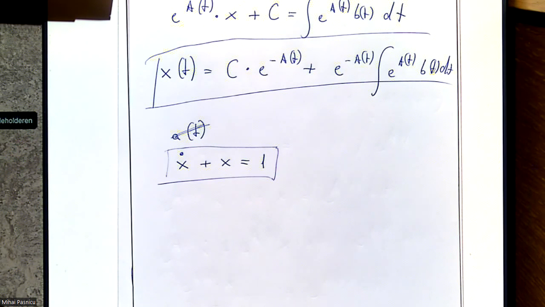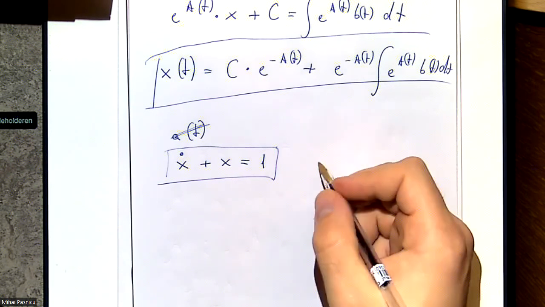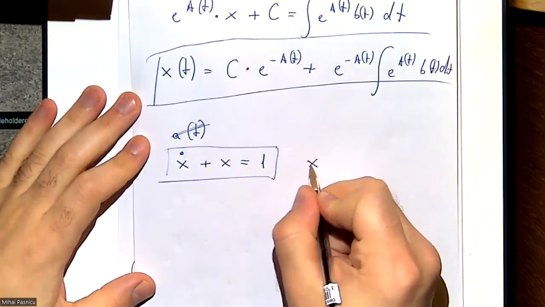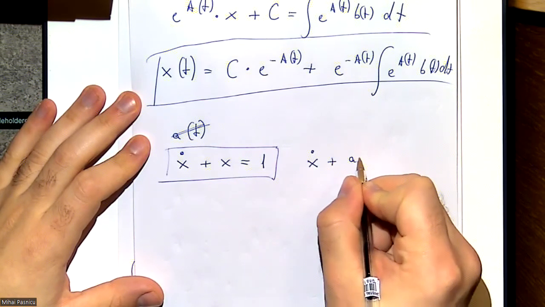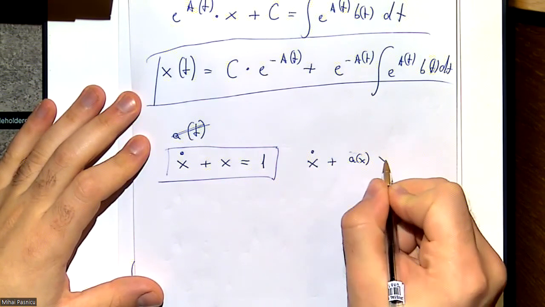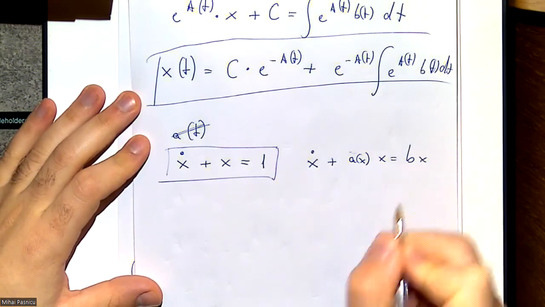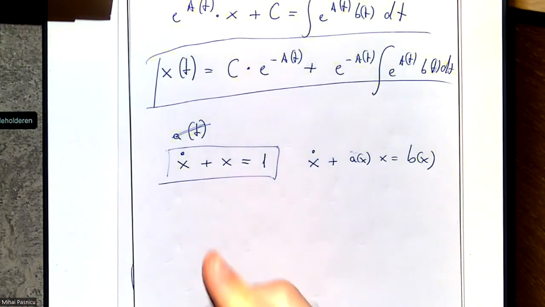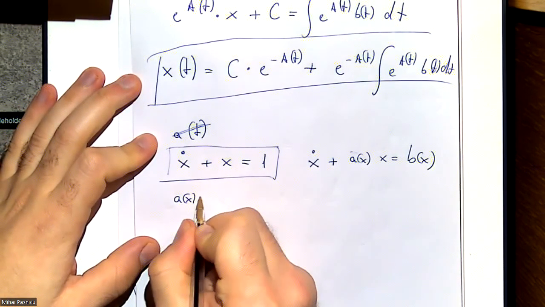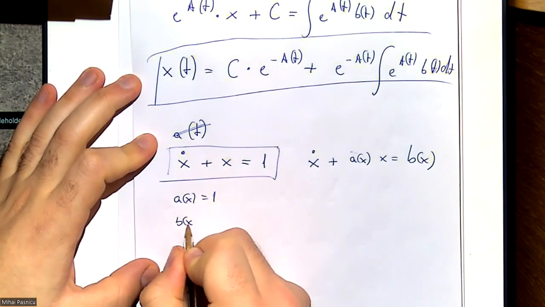How do we start? As I said, you first need to identify it. I notice it's a linear one. So I just write x dot plus a(t) x equals b(t). Now I just write it: a(t) is equal to 1, b(t) is equal to 1.